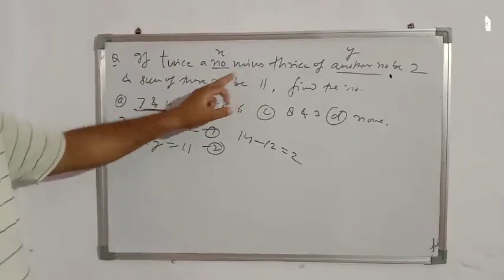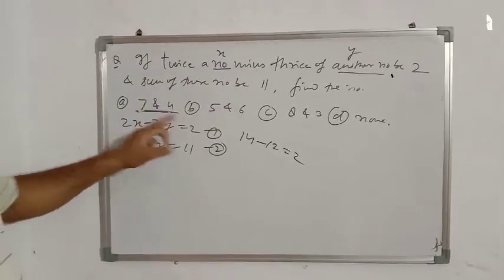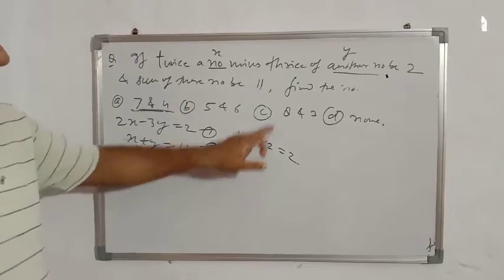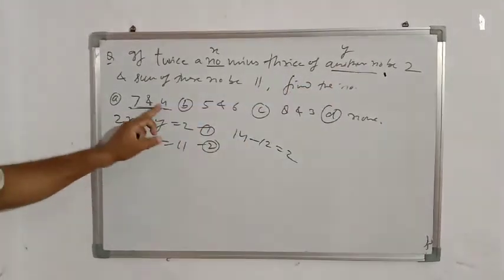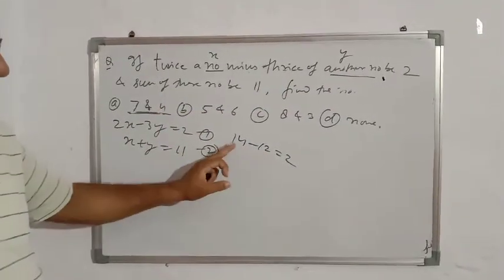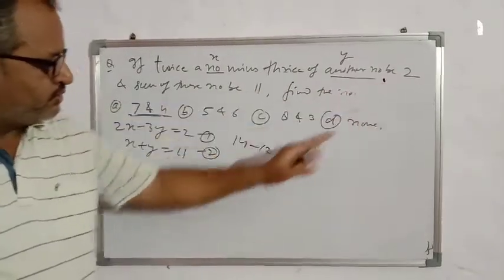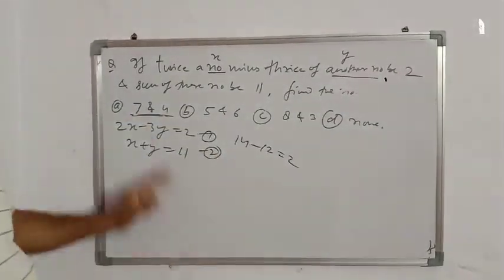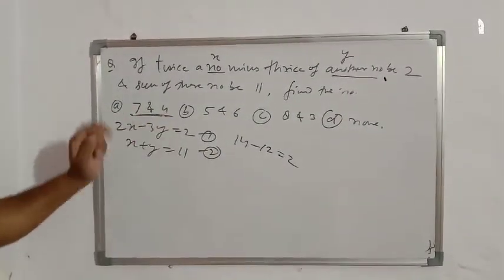Twice of a number minus thrice of another number. So twice of a number means 2 times 7 is 14, minus thrice of another number, 3 times 4 is 12. The difference is 2. So 14 minus 12 is 2, and their sum is 11. So the first one is correct.